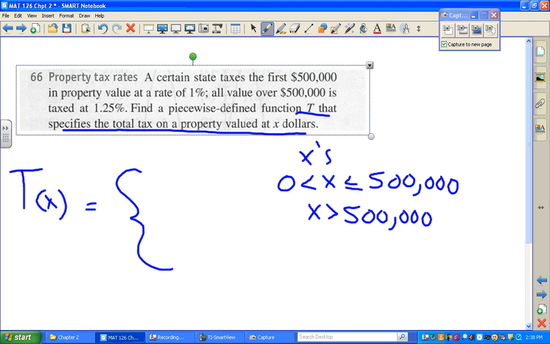Now here comes a judgment call. Anything up to 500,000, how do you find 1% of it? Multiply by 0.01. 500,000 times 0.01. If x is between 0 and 500,000.